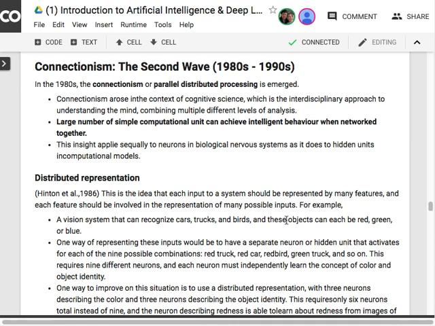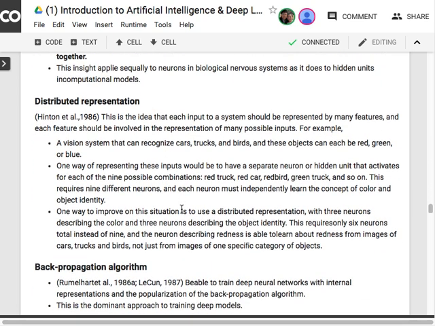So this is called distributed representations as well. Okay? Yeah, okay, you understand that? Okay. This is the distributed representation, proposed here by Hinton. We said that the idea is that each input should be represented by many features, and each feature should be involved in the representation of many possible inputs like this.